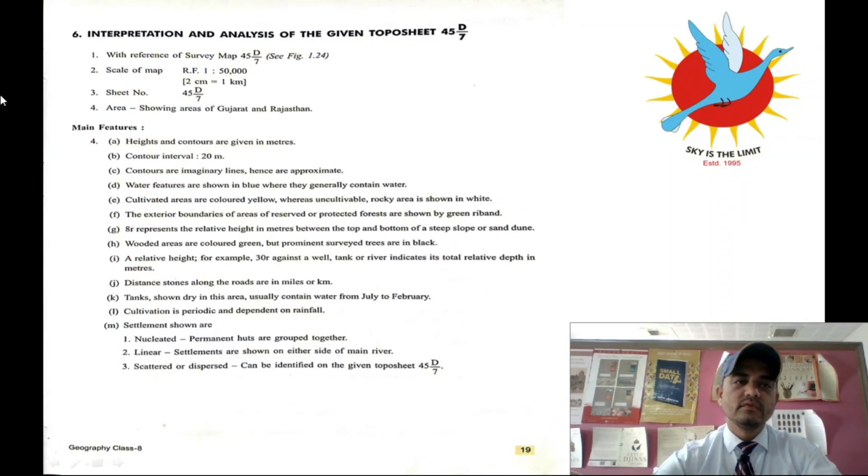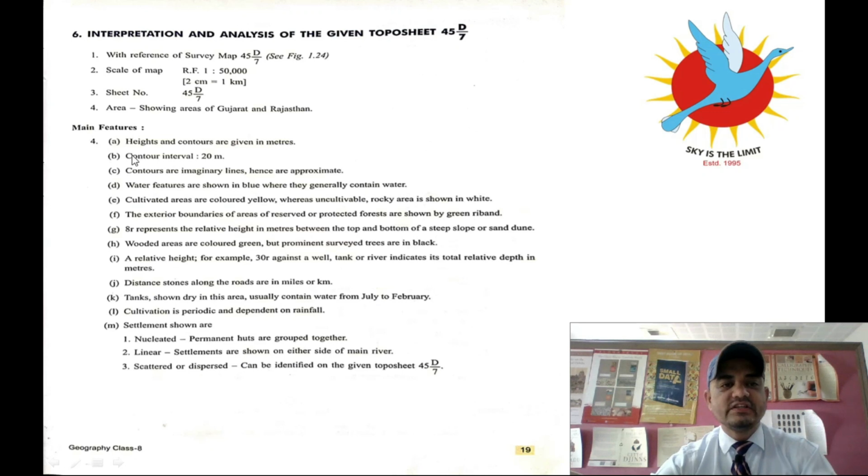Next one, see the interpretation of the analysis of the given topo sheet 45D7. For example, you can have the 45D7 or you can have the 45D10, it doesn't matter. With reference to the survey map you will have the sheet number like 45D7, and the scale 1:50,000, which, when converted into the statement, is equivalent to 2 centimeters equal to 1 kilometer. Your area may be of Gujarat, Rajasthan, Madhya Pradesh, Uttarakhand or UP, and the area will be given on top of that sheet.